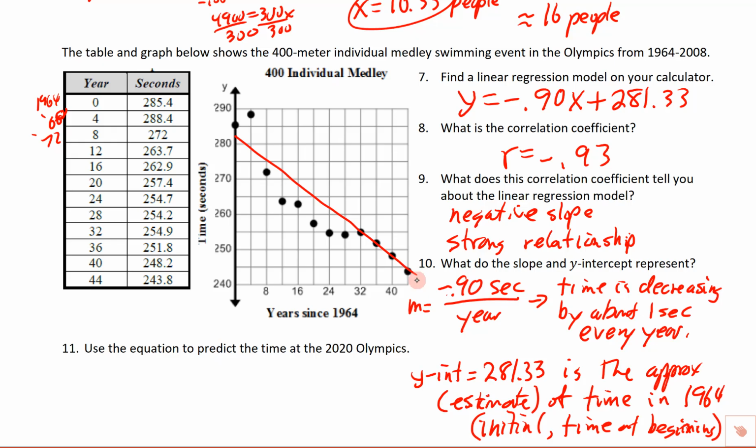Again, we're looking for the overall trend. We're looking for a rough estimate of what's going on. That's what happens when we do a regression: we're taking the points and trying to figure out what's the best equation that would represent that pattern there.